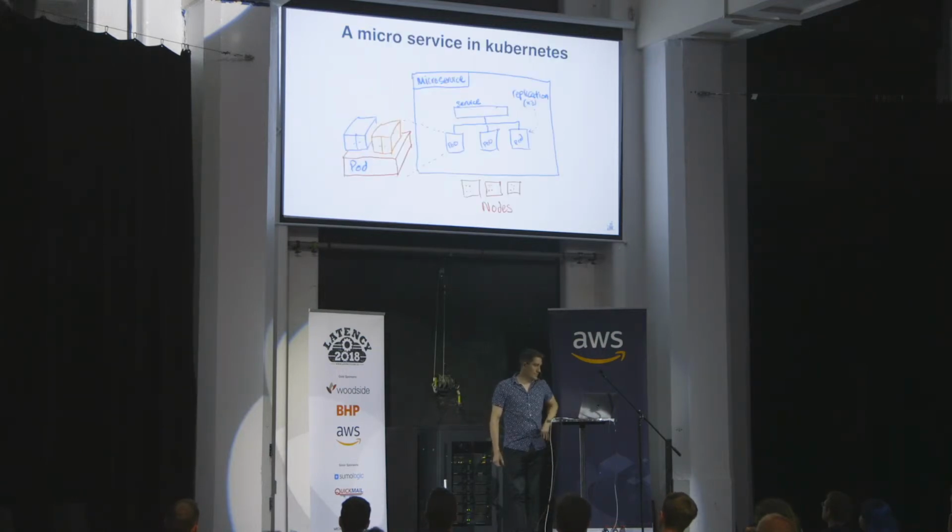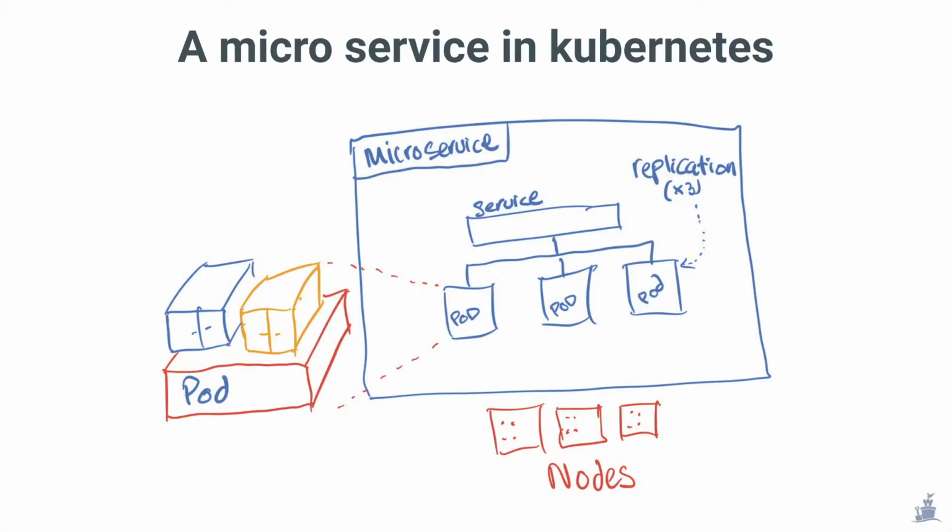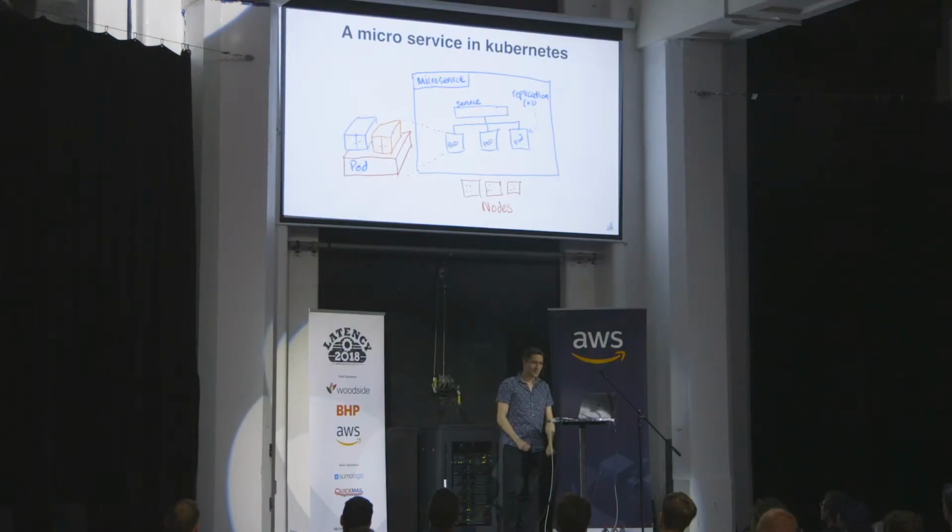Cool. So what does a microservice look like in Kubernetes? I've been practicing my drawings, so excuse some of the drawings. Most of the presentation is this way. I was a little bit late in the day, so I thought I'd mix it up with a little bit of colour.